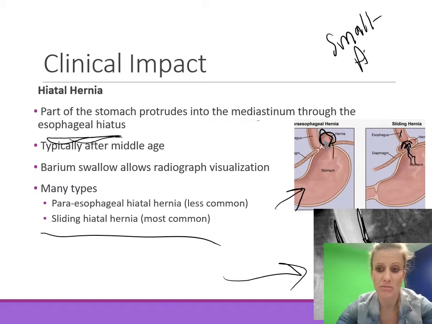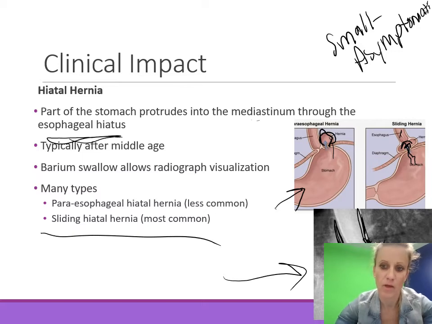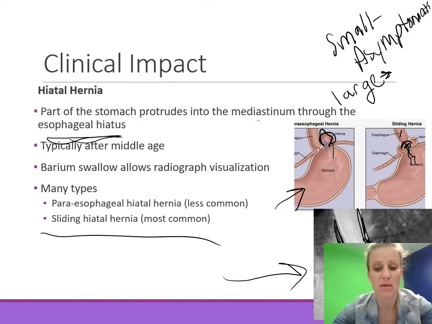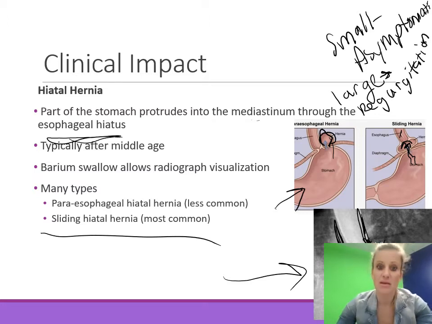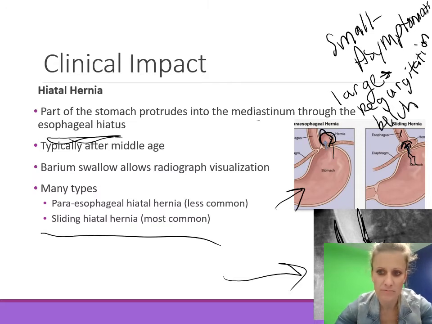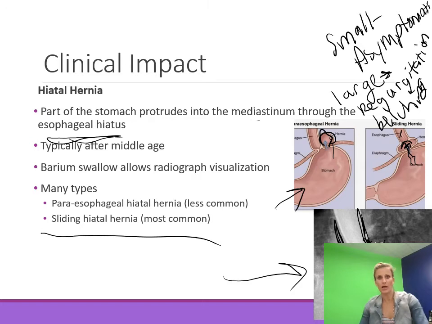Small hernias are typically asymptomatic. However, large hernias can be bothersome. They can result in regurgitation of stomach contents, so gastric contents being regurgitated back up, burping or belching, pain, discomfort. Again, the larger the hernia is, the more symptomatic it becomes.